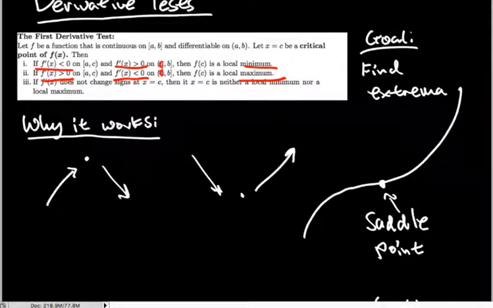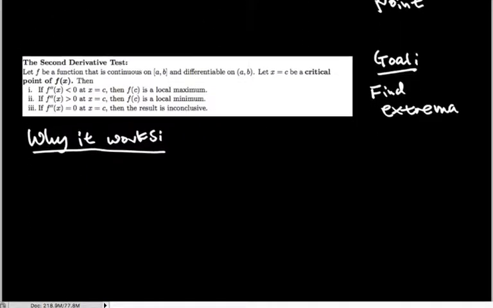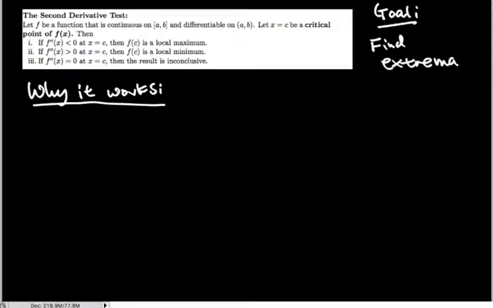Alright, second derivative test then. We'll logic through that one as well. The second derivative test essentially tells us we have a critical point. And the first part tells us that at the critical point the function is concave down. What does concave down look like? This. If this is a critical point, then this is clearly a max.